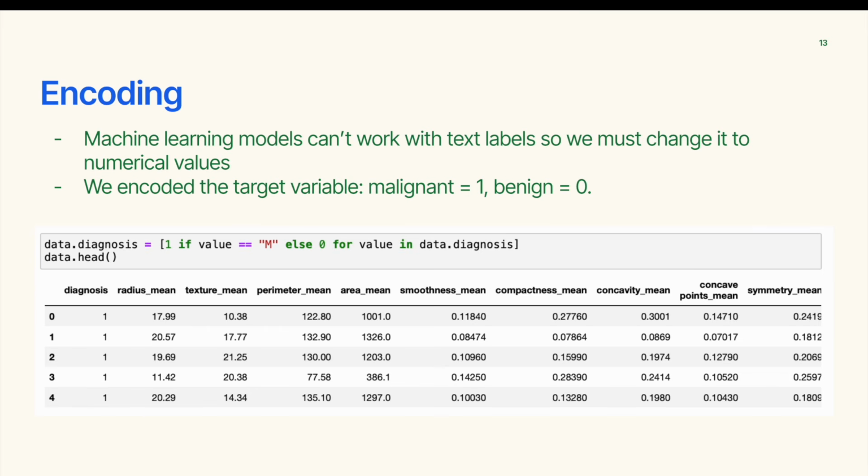Machine learning models can't work directly with text labels, so we need to convert them into numerical values. In our dataset, the diagnosis column originally used M for malignant and B for benign. To make this usable for logistic regression, we encoded it into numbers, so malignant is 1 and benign is 0. This step is also called label encoding, and it allows the model to recognize the diagnosis as a binary target variable. So instead of text, the model sees clear numerical values that it can use for prediction.